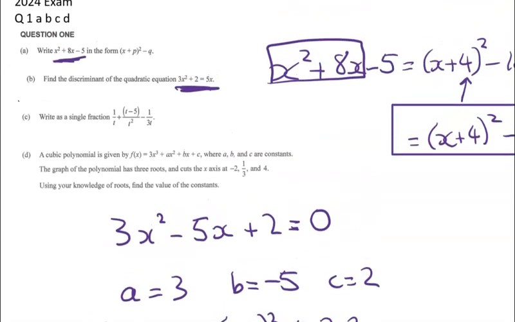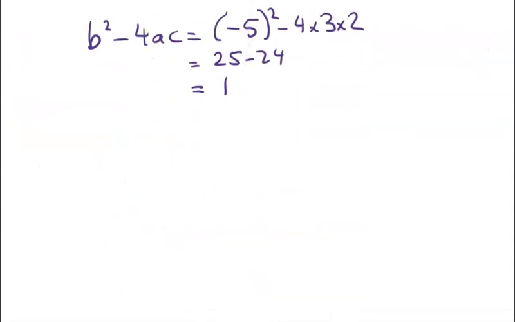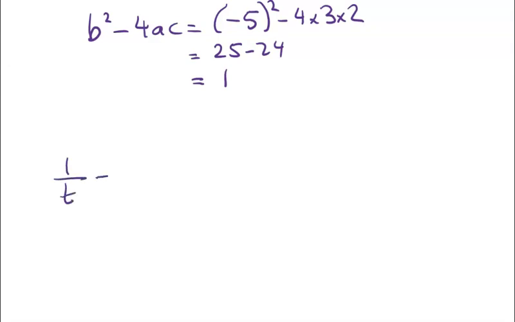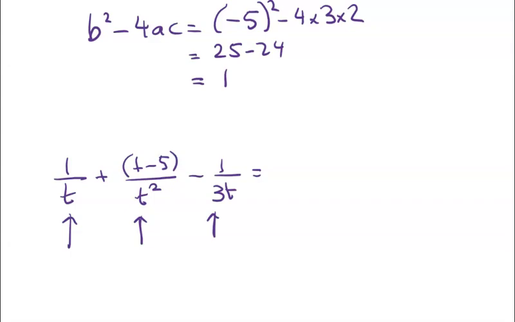All right, now looking at this next one, write this as a single fraction. I'm going to take some more space to do this one. So we have 1 over t plus t minus 5 over t squared minus 1 over 3t. So looking for my common denominator, I can see that the lowest common multiple in here is going to be 3t squared. It's fine to do this straight into one big fraction, but I'm going to go through this one quite slowly because I know some students really still don't like algebraic fractions, even at level 2.